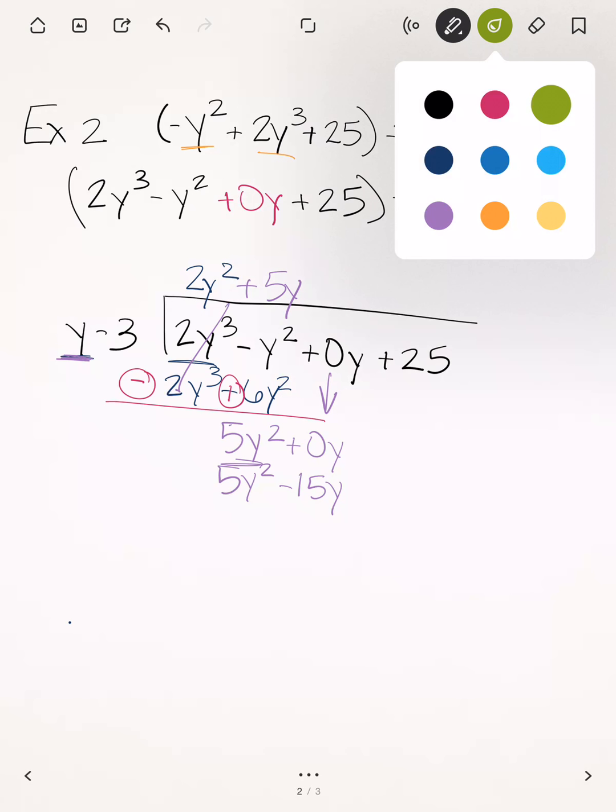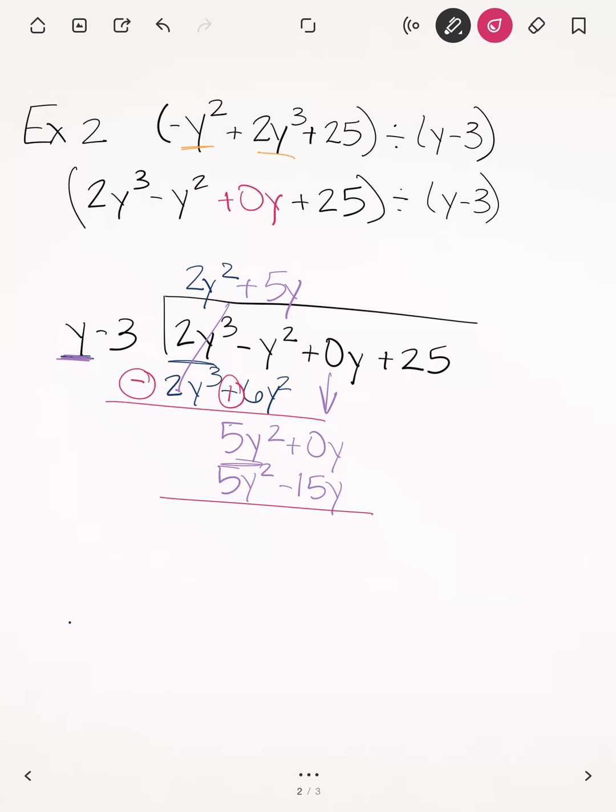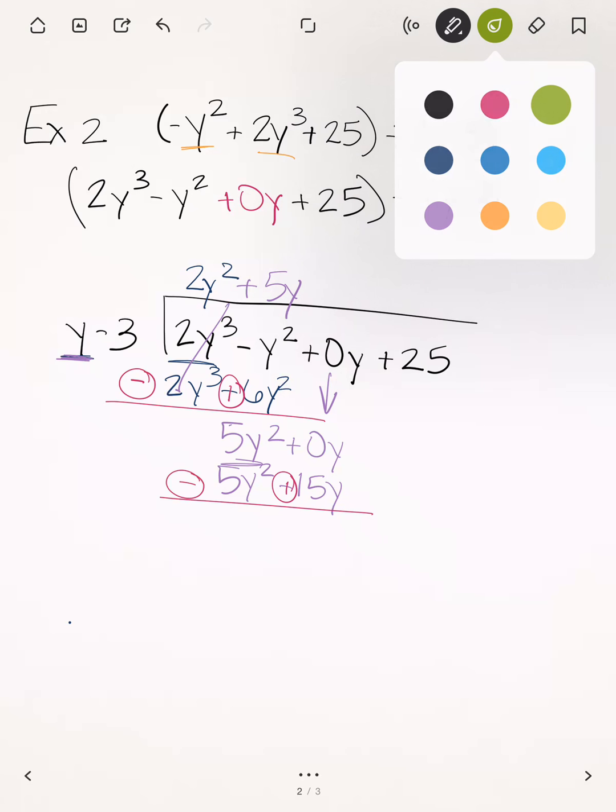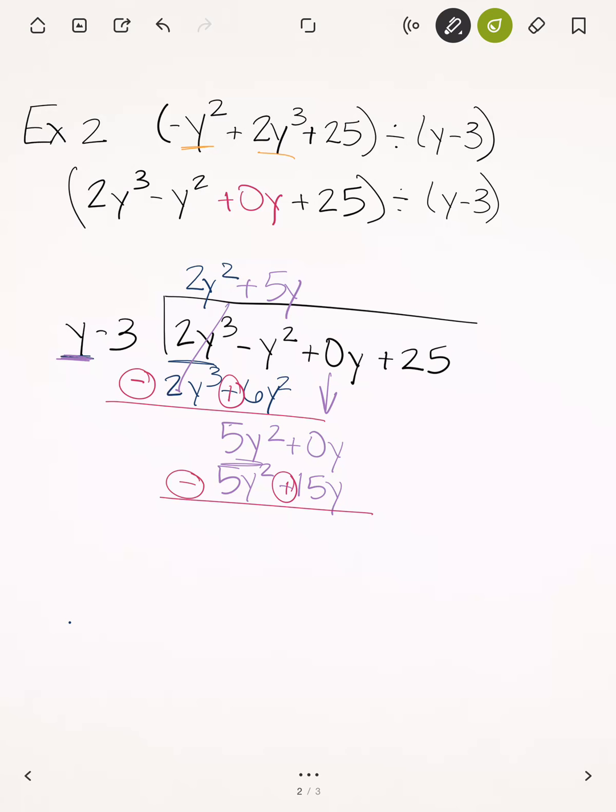So from here, draw my line, change my signs. 5y squared minus 5y squared cancel out. 0y plus 15y is 15y. I bring down my next term, plus 25.